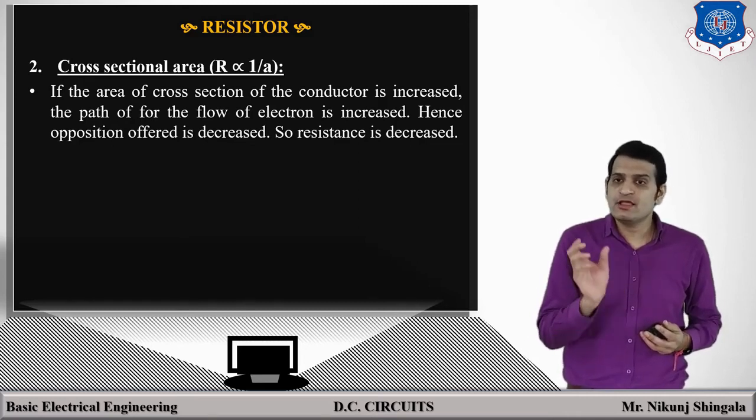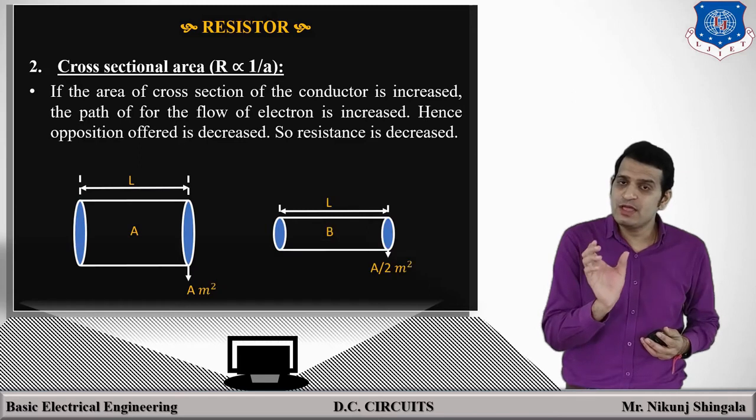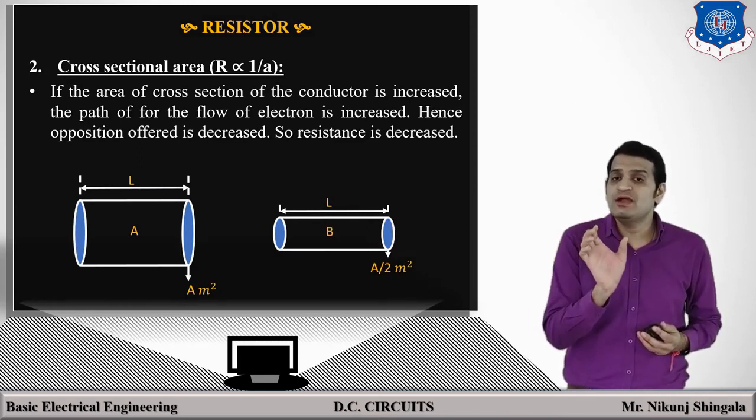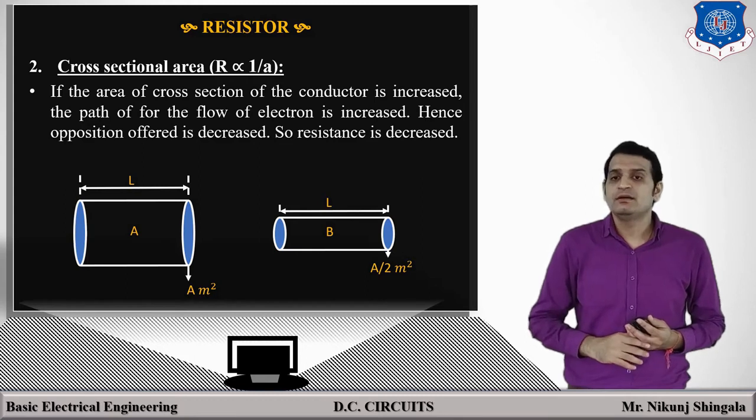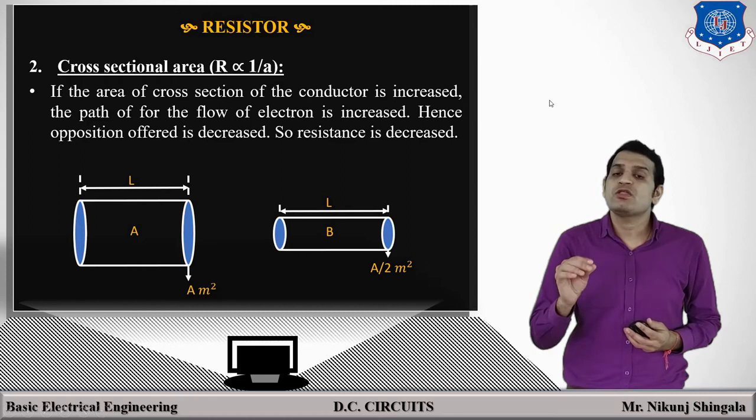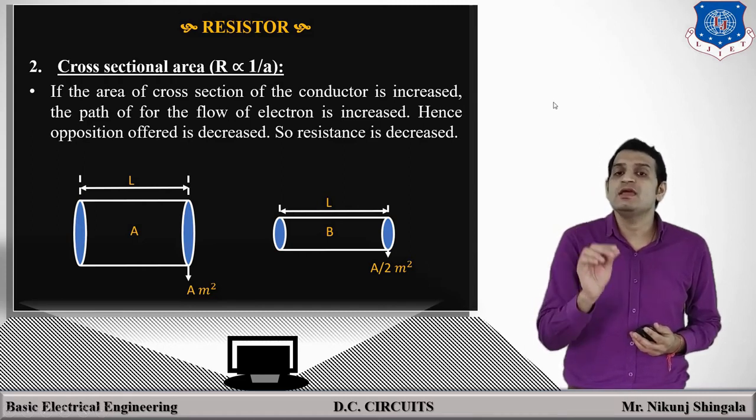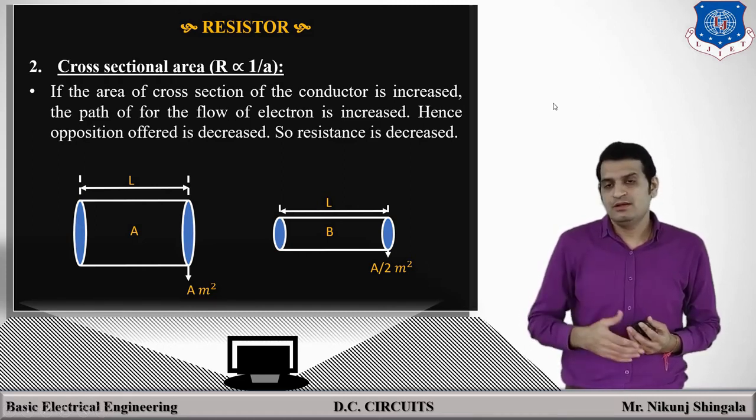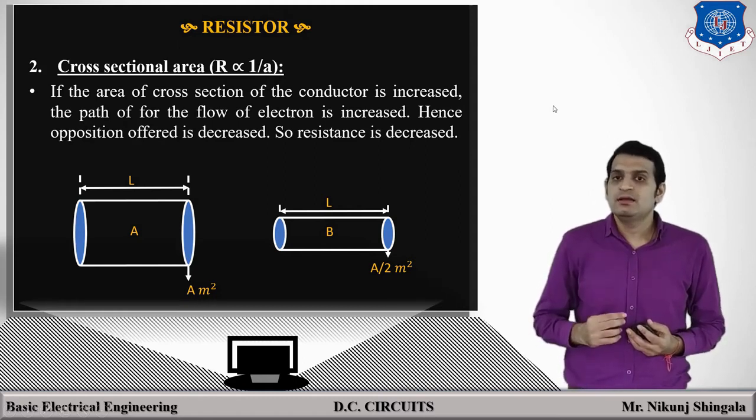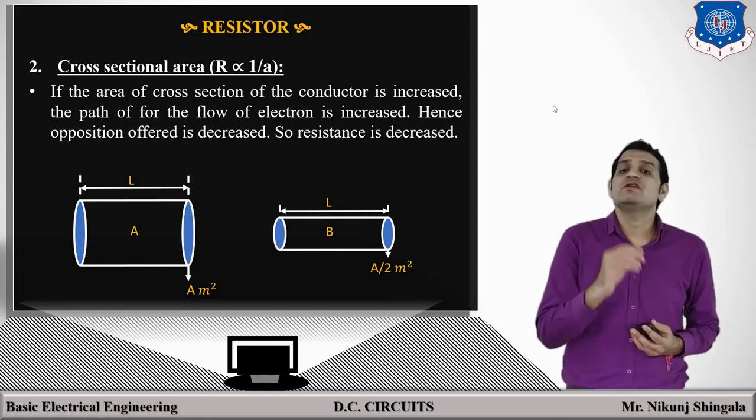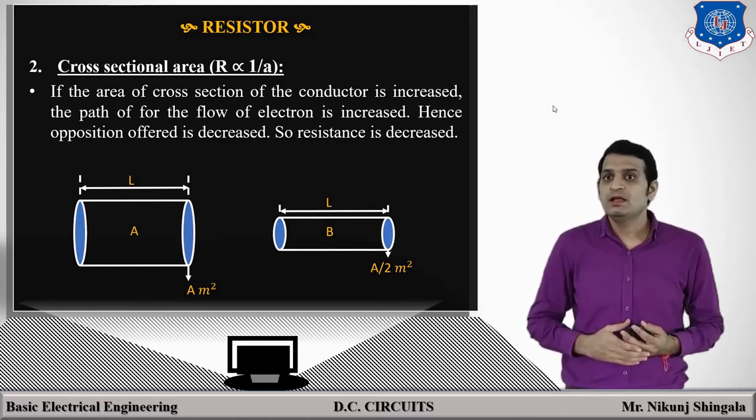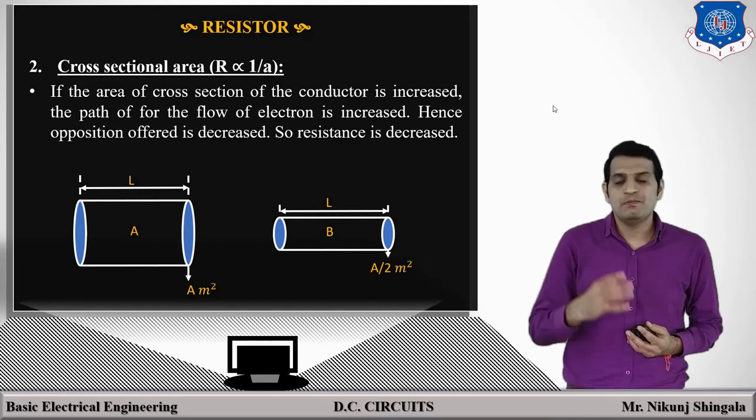Here again there are two conductors, conductor A and B, both made of the same material. The length of both conductors is the same, that is L meter. But the cross-sectional area of conductor A is A meter square, and the cross-sectional area of conductor B is A by 2 meter square. So here, the resistance offered by conductor A will be half the resistance offered by conductor B. The next one, the types of material.